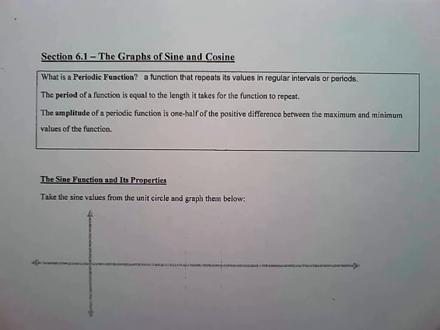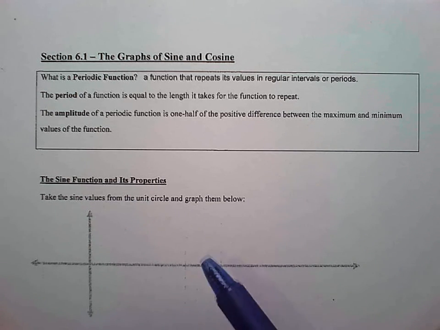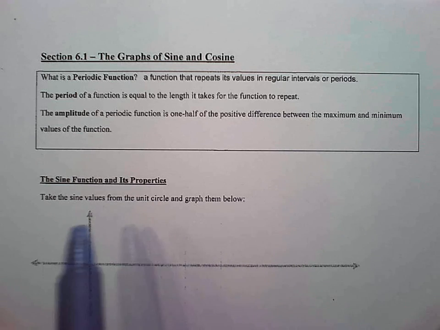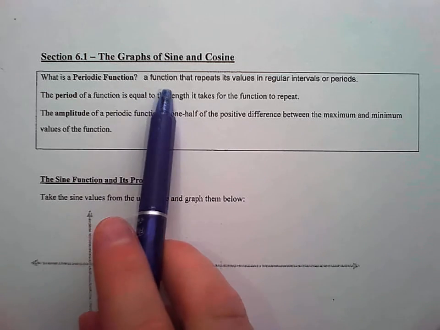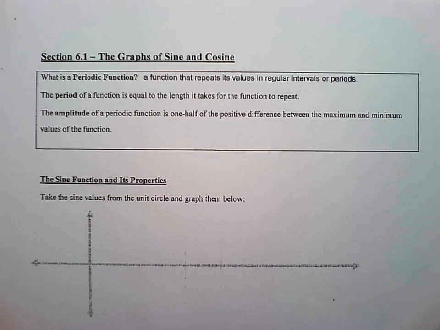So in this video, we're going to talk about the graphs of sine and cosine functions. First off, both the sine and cosine functions are periodic functions. And what is a periodic function? A periodic function is a function that repeats its values in regular intervals or periods. So just something that repeats itself regularly.